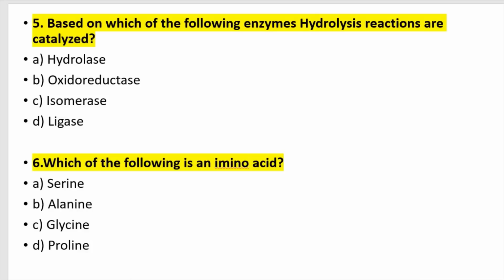5. Based on which of the following enzymes are hydrolysis reactions catalyzed? Hydrolysis reactions are catalyzed by hydrolase enzymes. There are no two ways about it. 6. Which of the following is an amino acid? So these are amino acids, and the one that has an amino group is proline.